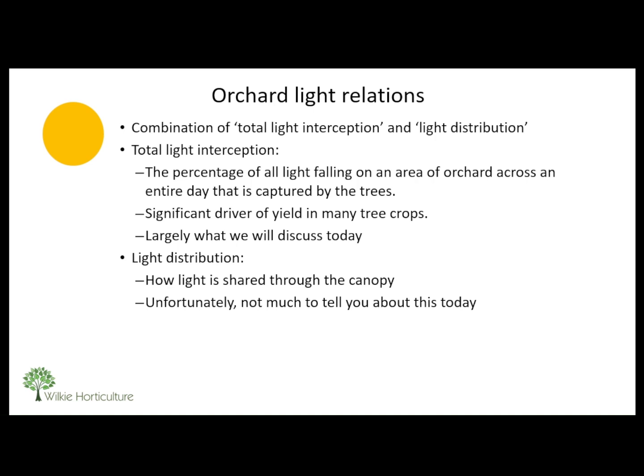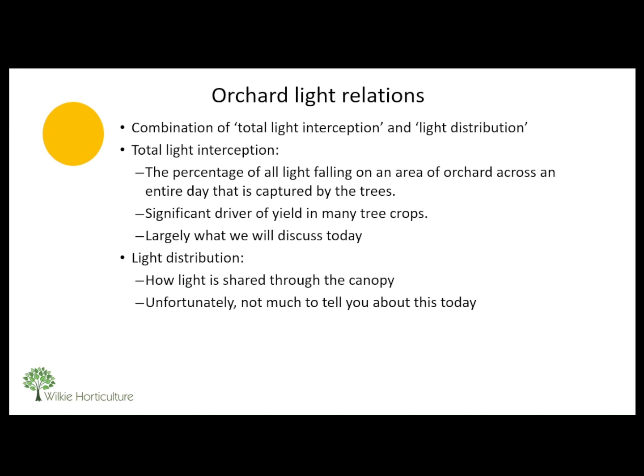So then we move to talking about orchard light relations. Orchard light relations are a combination of total light interception and light distribution. Total light interception is the percentage of all light that falls on an area of orchard. If we think about all the light that's falling on an area of orchard across an entire day, what is the percentage of that light that's intercepted by the tree compared with the light that just falls on the ground? We'll walk through that concept in a bit more detail in a minute, but that's the basic idea.